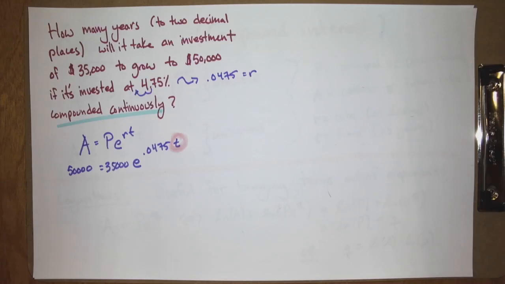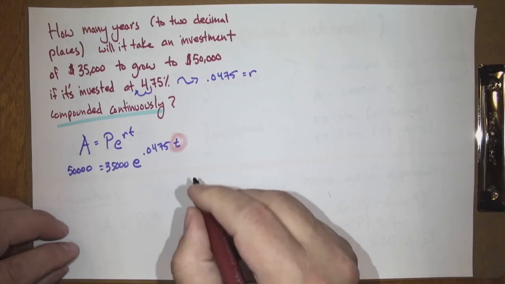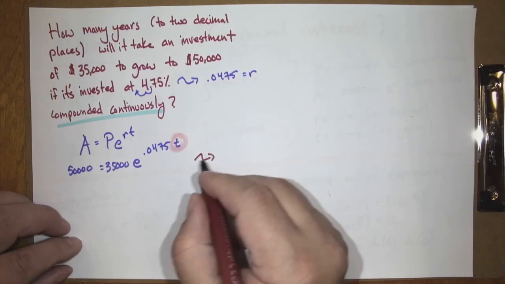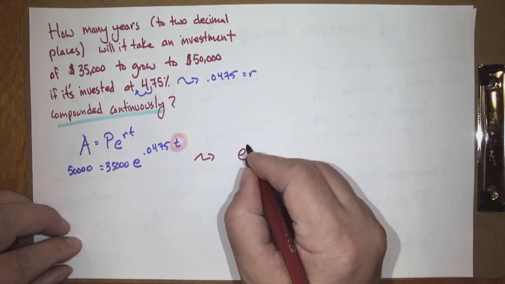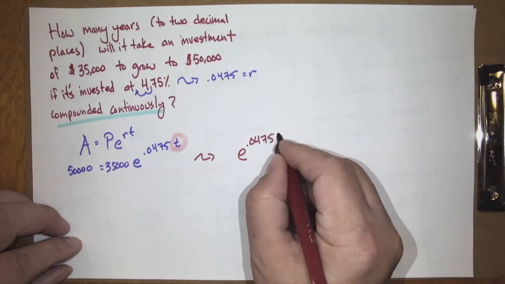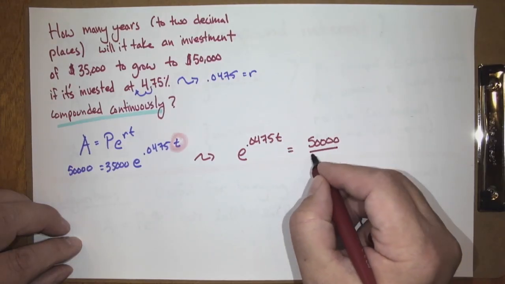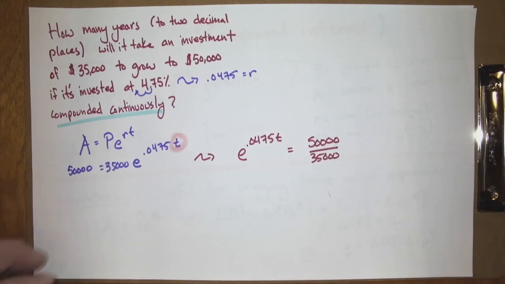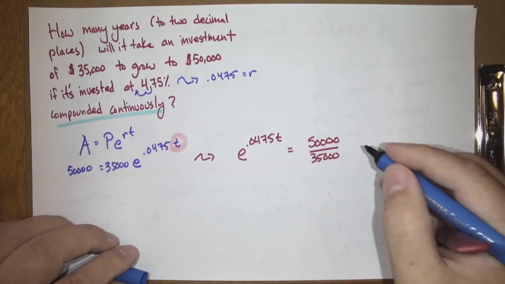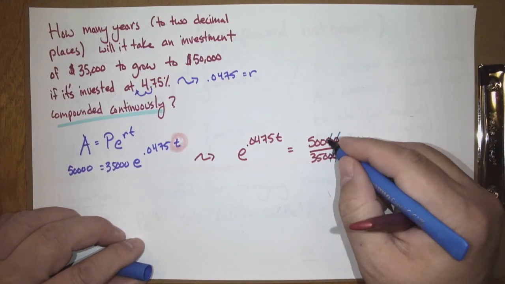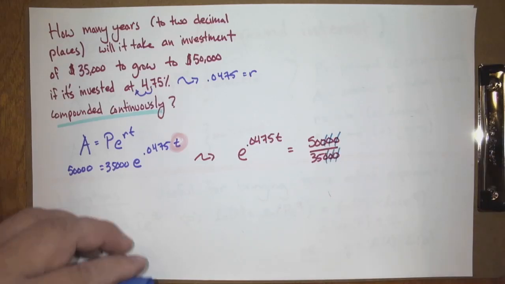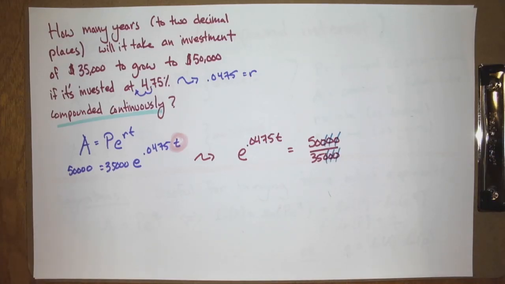All right. Now you can start by taking the log of both sides, or alternatively, you can just say, well, let's isolate the E. So e^(0.0475t) is equal to 50,000 over 35,000. So I can move the 35,000 across by dividing. And zeros are fun to cancel, so we can just go ahead and cancel a whole bunch of zeros. And so you get to 50 over 35.